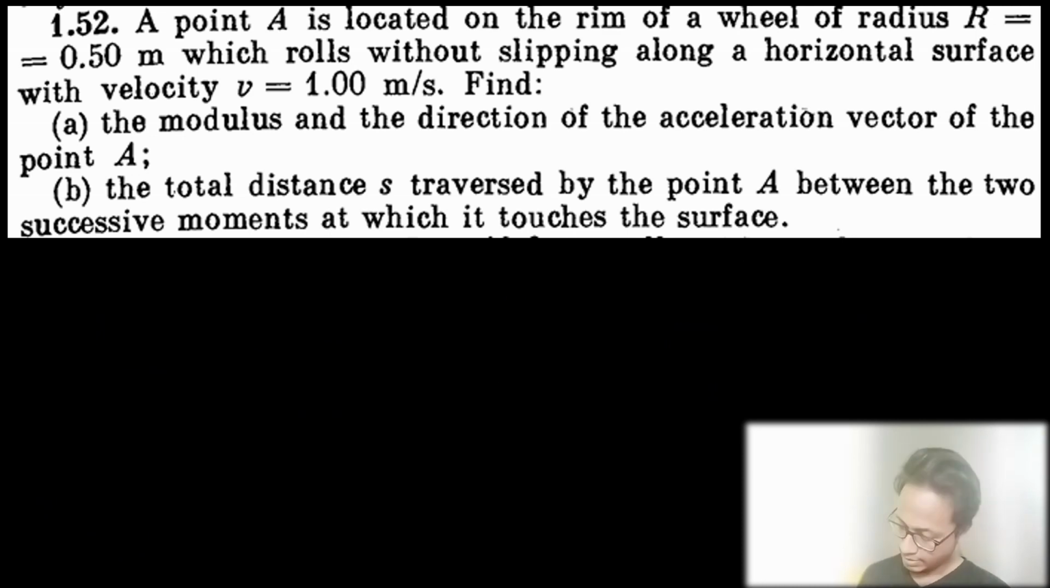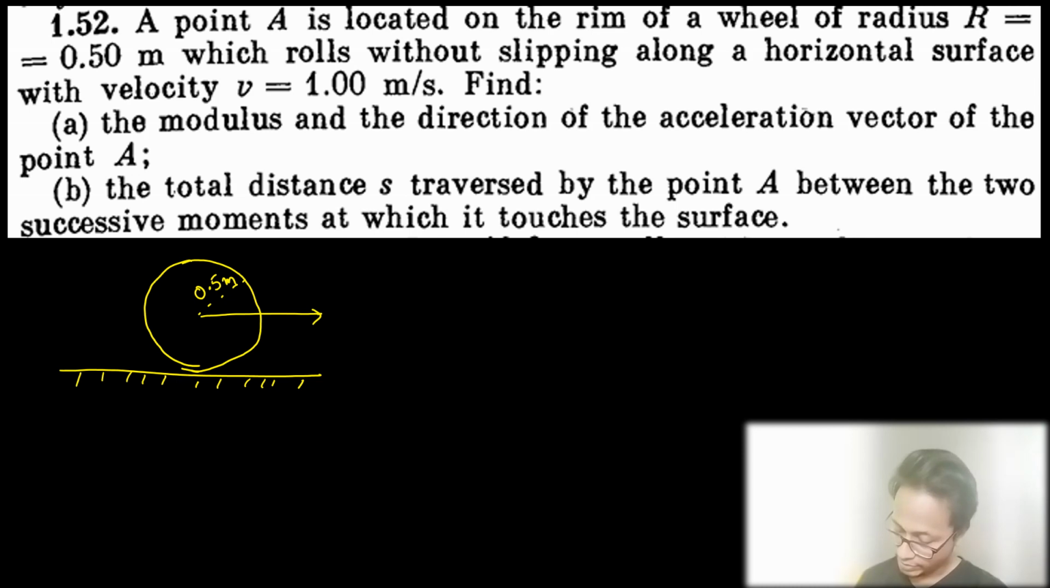Now let's look at the question. A point A is located on the rim of a wheel of radius 0.5 meters, which rolls without slipping along a horizontal surface with velocity 1 meter per second. That means this is a surface, and a wheel of radius 0.5 meter rolls in such a way that the velocity equals 1 meter per second. The first part of the question is: find the modulus and direction of the acceleration vector of point A.